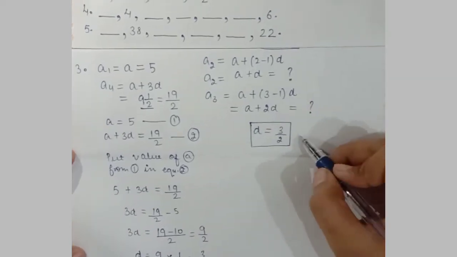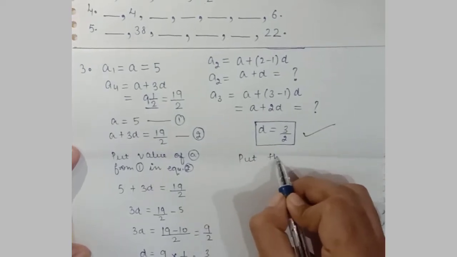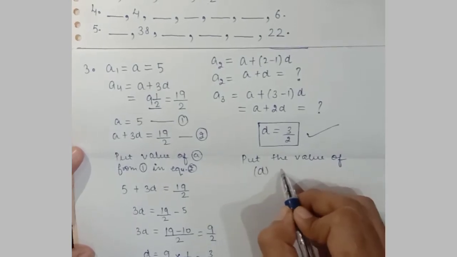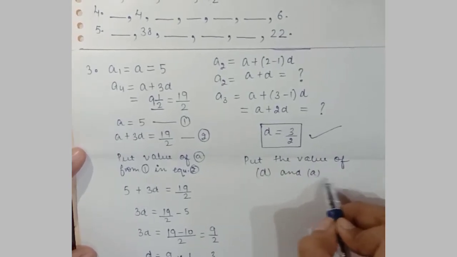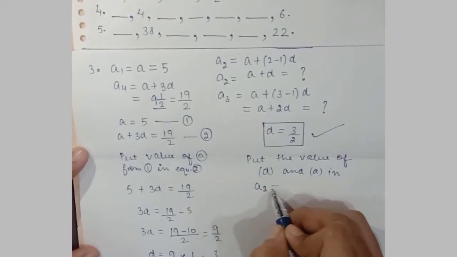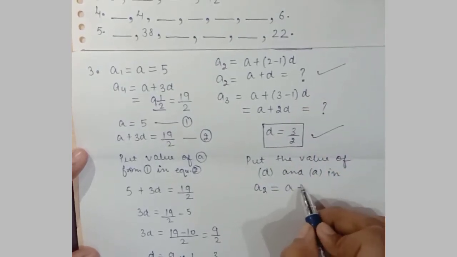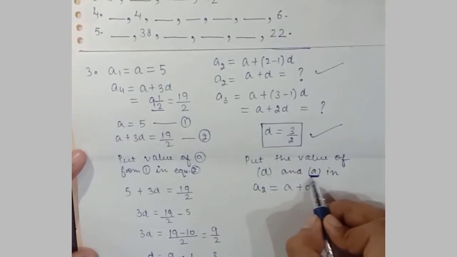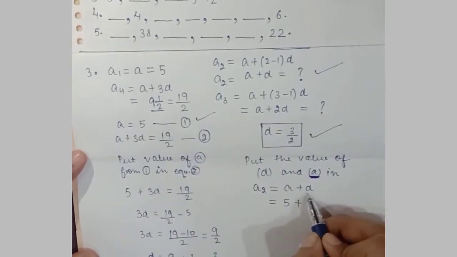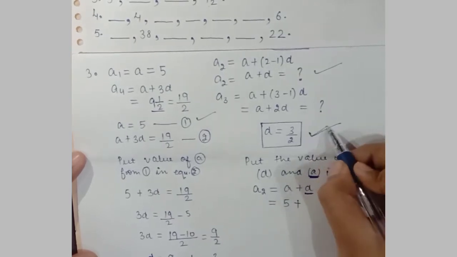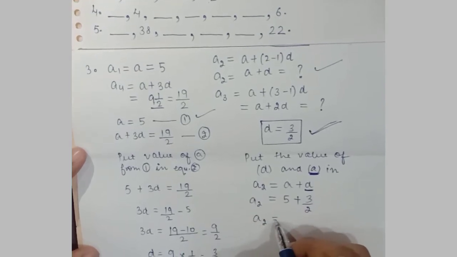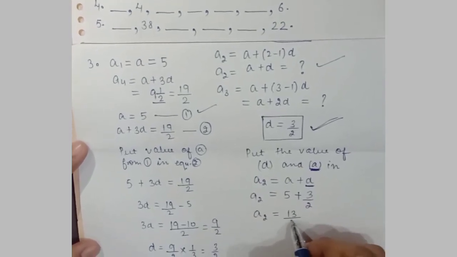Now we have to put the value of d and a in a2. a2 is a plus d. The value of a is taken from the first equation. a is 5 and the value of d is found as 3 divided by 2. So our second term is 13 by 2.